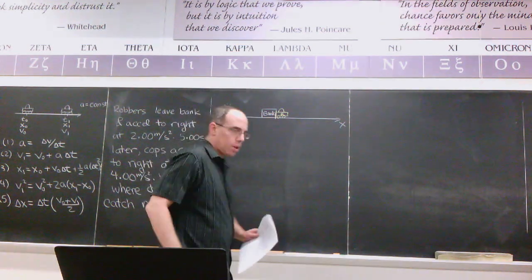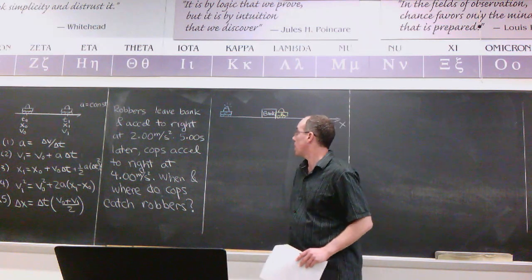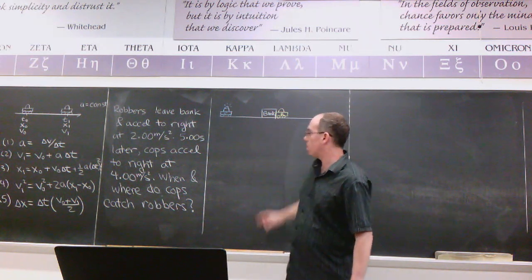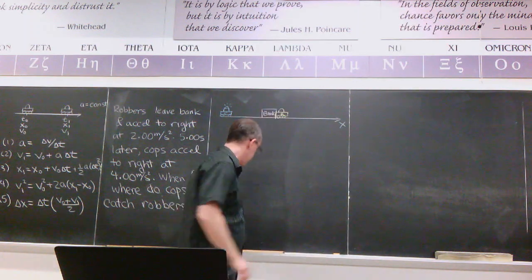All right. So we're going to do another constant acceleration example now. So here's what's going on. We have cops and robbers. They're starting 60 meters apart.